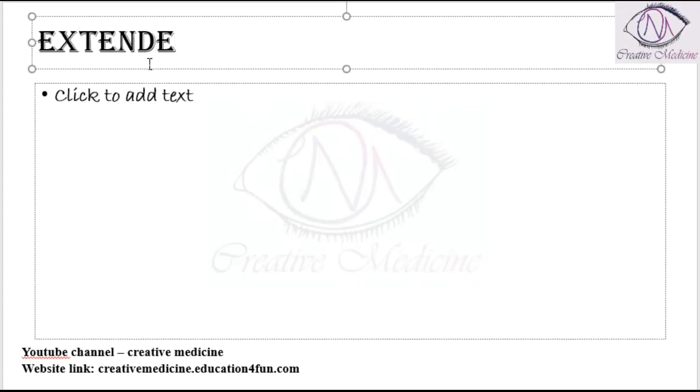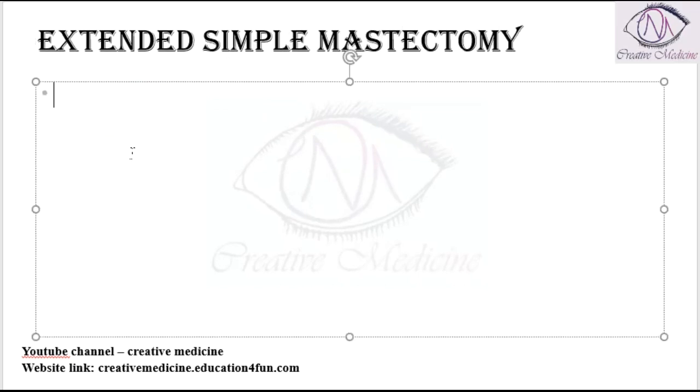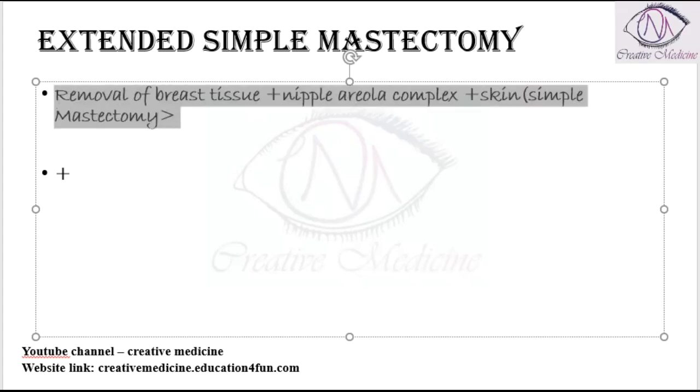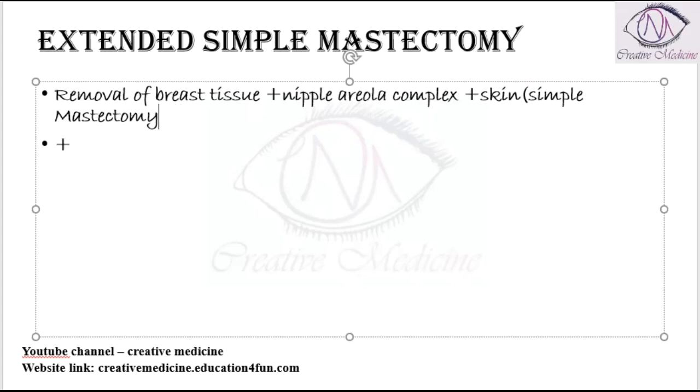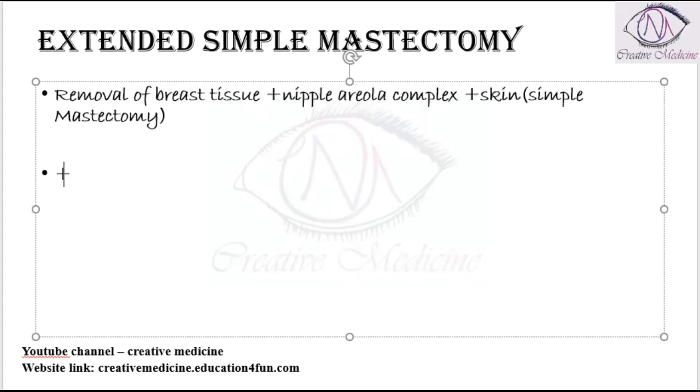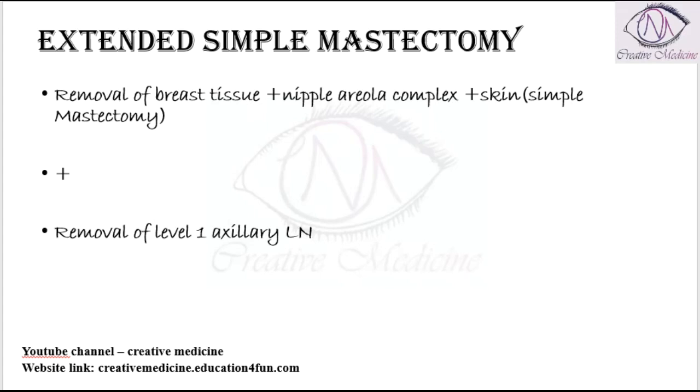Then we have extended simple mastectomy. In extended simple mastectomy, we will do simple mastectomy, which is removal of breast tissue with nipple areolar complex with skin. This is nothing but simple mastectomy. Along with simple mastectomy, we will also remove the level 1 axillary lymph nodes. That is extended simple mastectomy.